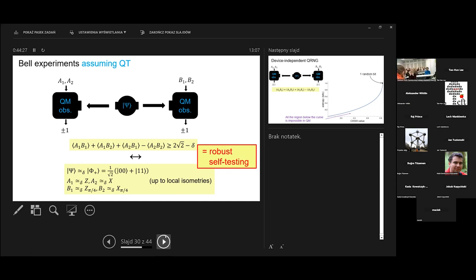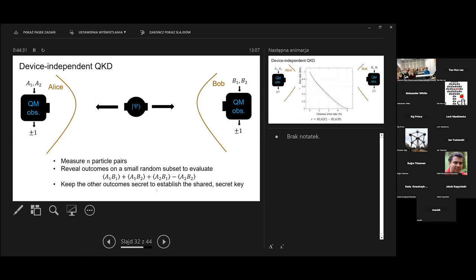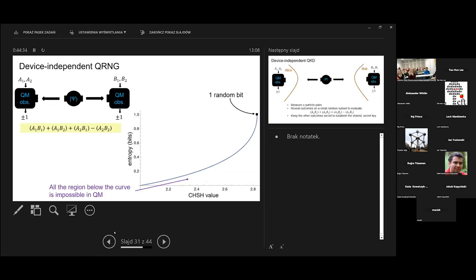So you can do this kind of computation and get this graph, where on the horizontal axis I put the CHSH value, and on the vertical axis I put the entropy that's being generated per measurement round. If you get the value of 2√2, the maximum, you can prove that 1 bit of randomness is generated each time you use a device. If you get some value which is below, you get some entropy bound. But the point is that all the region below the curve is not allowed by quantum theory. So for a given CHSH value, there is a minimal amount of entropy that is necessarily produced in quantum mechanics. And so you can use that to certify that some randomness is produced.